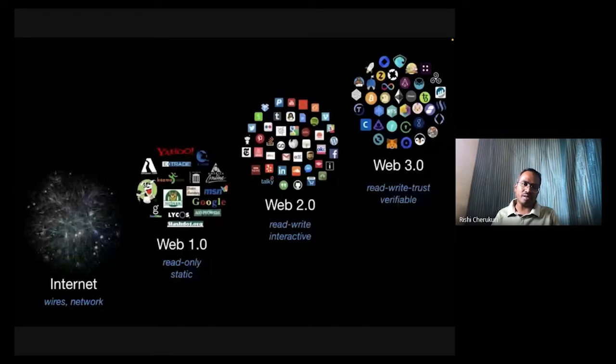Then from there came Web 1.0, where all the organizations which have a website came and said, see, here is what we are selling. Let's say Mac, let's say Microsoft, all of them put information on the internet saying we have a website, come and visit our site, you can know more about us. That's Web 1.0. Web 2.0 is where applications like email and social networks came into the picture: Twitter, PayPal, a lot of things. It's a little bit more interactive than 1.0, where you were only reading. Web 3.0 is more about reading, writing, and verifying the trust.